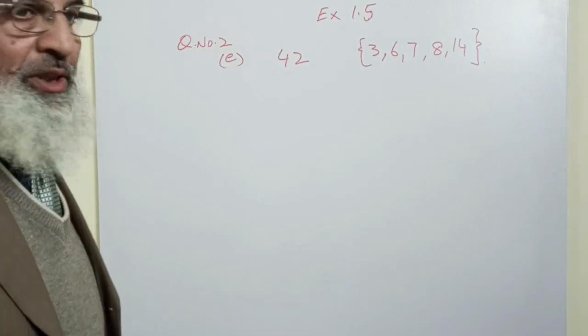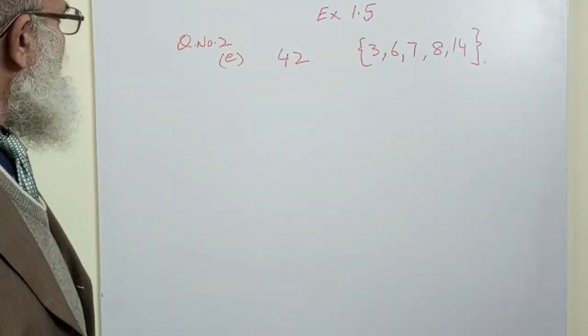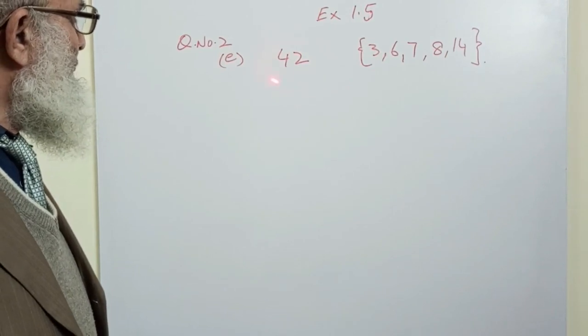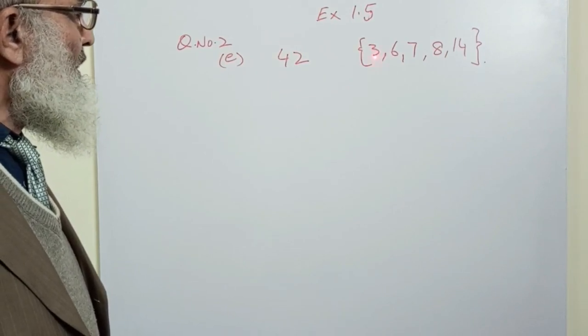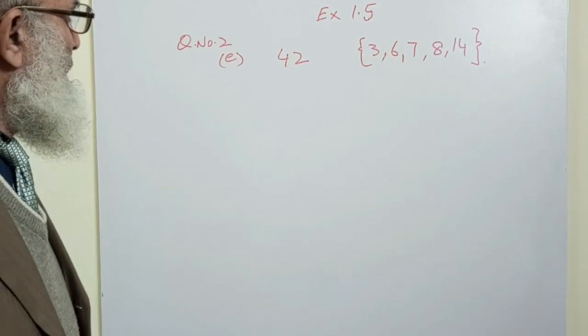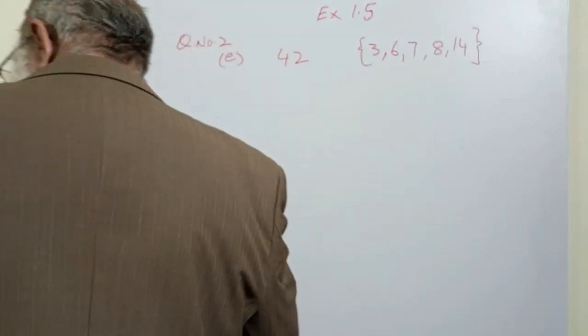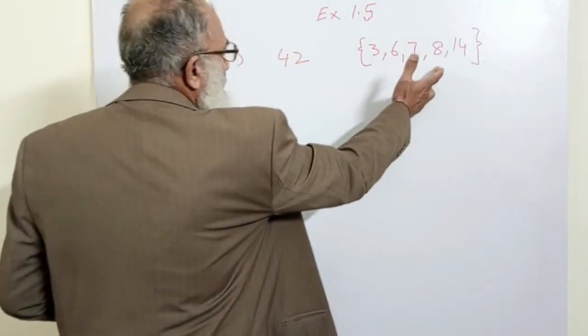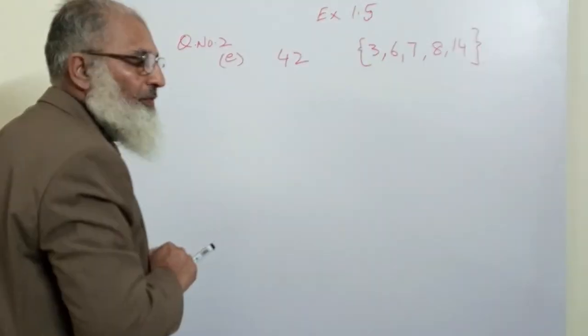Well, students, now the last part of question number 2: 42 is the given number and the set of the numbers is 3, 6, 7, 8 and 40. What you have to find is which number is not the factor of 42.